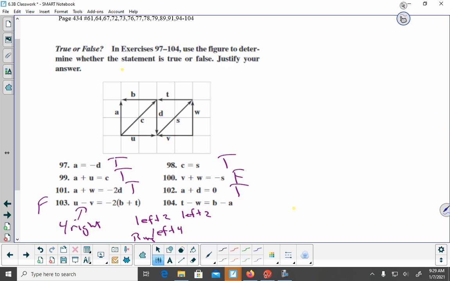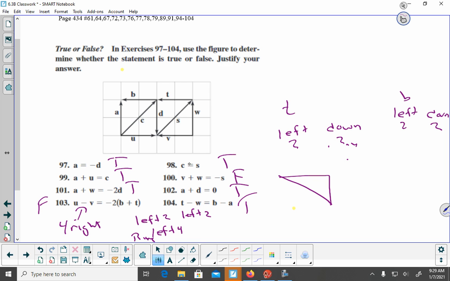And then the last one, I have T, which is left 2. Let's look at it this way, left 2. And W, which is up 2, but I want the opposite of that, so it's down 2. So I'm going to the left 2 and down 2. So that's what I have for T minus W. B is going to the left 2. And then A is going up 2, but I want the opposite of that, so I'm going to go down 2. And that's the exact same thing I had here, so that will be true. And that is the crossword. I hope that helps, and I will see you next time.